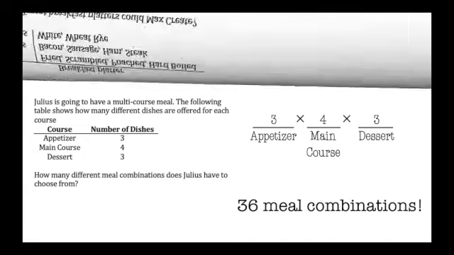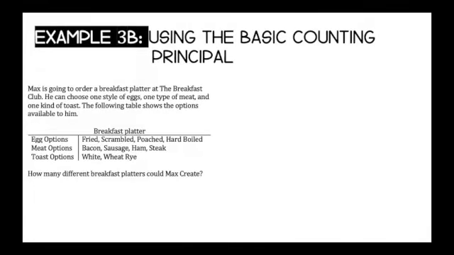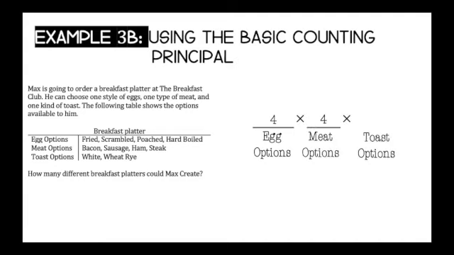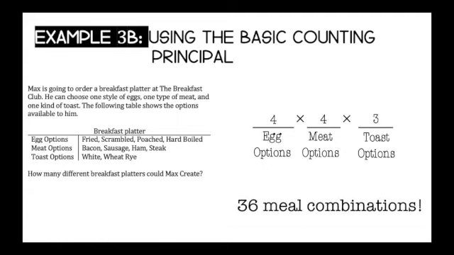Okay. And last example here, same idea, except this time we don't know the number, but don't overthink it. So my egg options are 4 because we have fried, scrambled, poached, and hard-boiled. Bacon, sausage, ham, and steak means 4 meat options. White, wheat, or rye is 3 toast options. Multiply those together, and I get 36 different options for my breakfast platter. All right, and that ends 3.1 notes.